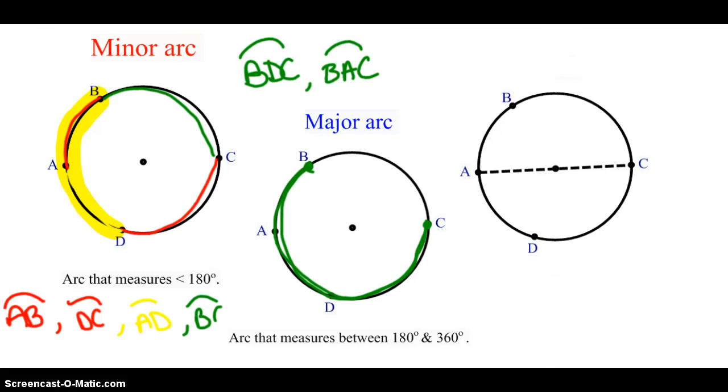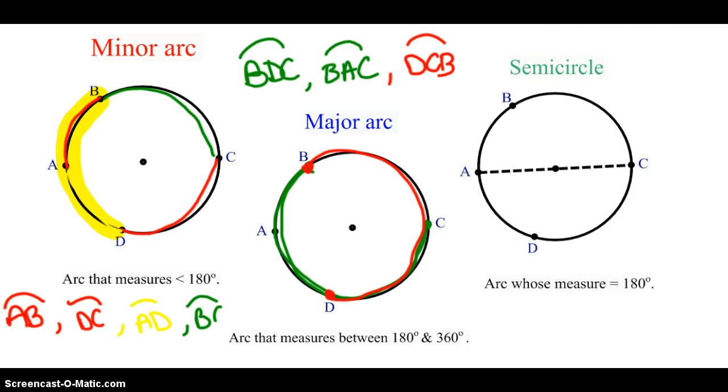See if you could find some major arcs here. All right, I see. How about if I start at D and I pass through C and end at B? So that arc is arc DCB. Okay, so a major arc is named with 3 points. Okay, next one, our last one is the semicircle. And the semicircle is an arc whose measure equals 180 degrees.